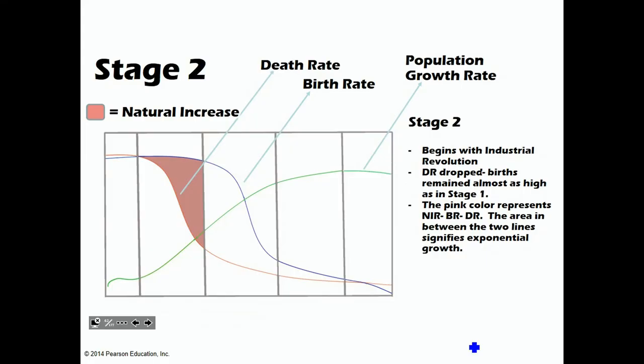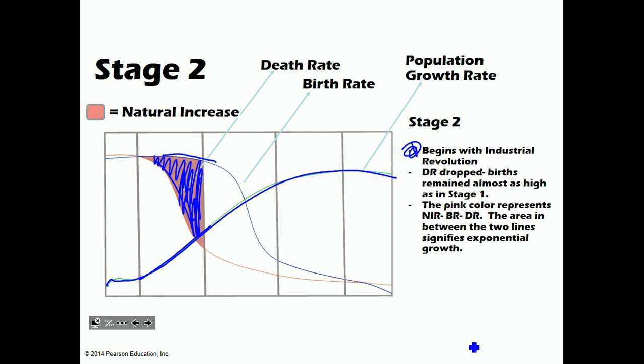Stage 2 begins with the Industrial Revolution. Because of better medical advances, more food, things we talked about a little bit earlier, you start to see natural increase go up, which means the population is going up as well. This line here represents population growth, not natural increase. Natural increase is represented by the colored region. So the wider the difference between, like I said, the birth rate and the death rate, the greater the natural increase.